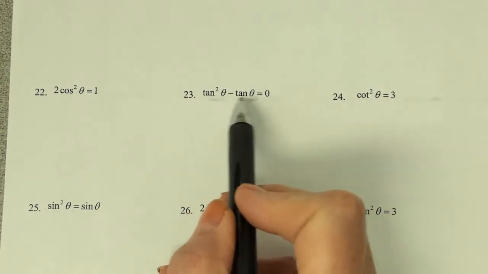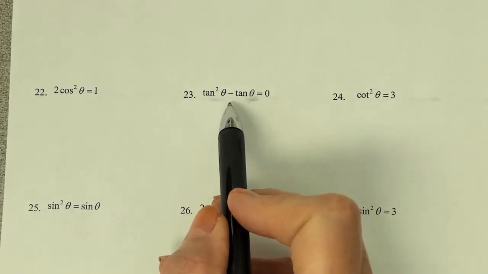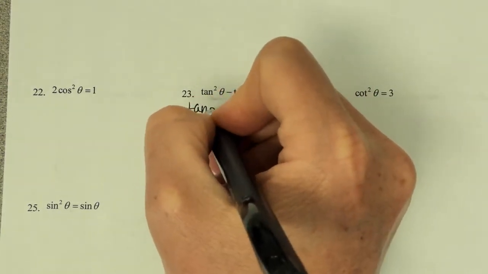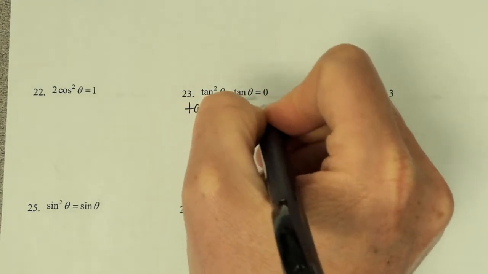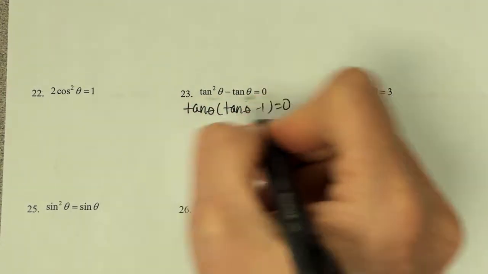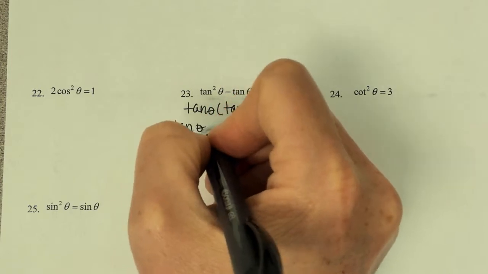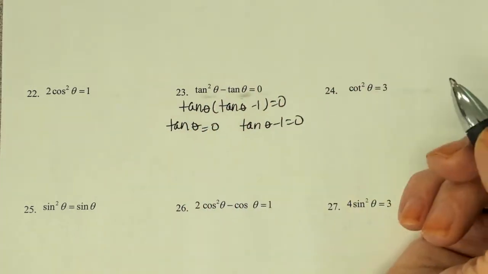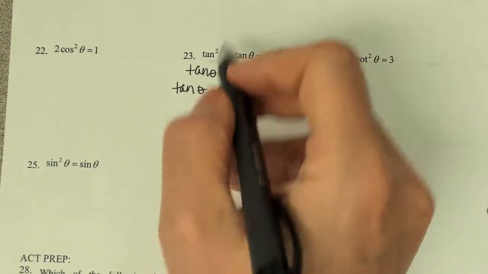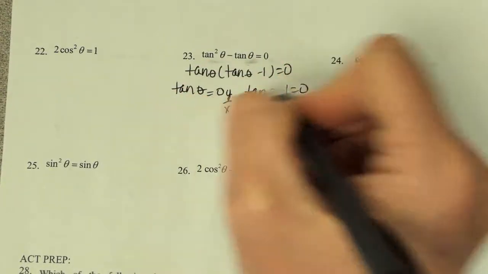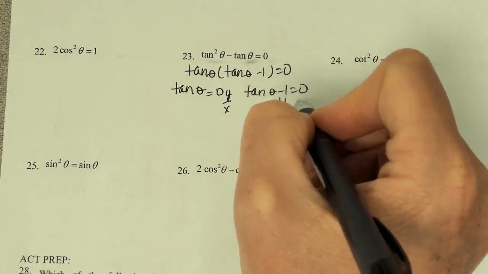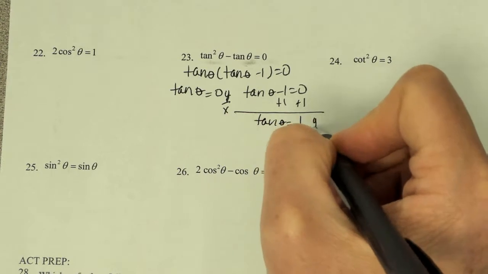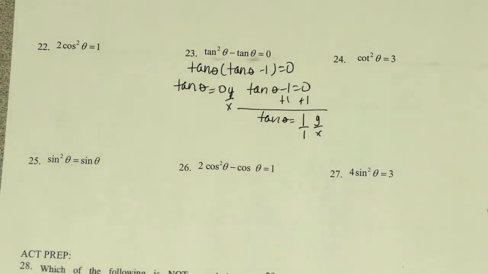What do we do on a problem like 23? What do I have to factor out? Tangent. So I factor out a tangent, and I'm left with tangent theta minus 1. So now I have to set tangent theta equal to 0, and tangent theta minus 1 equal to 0. Then I have to think, what is tangent? Well, tangent's y over x. Add 1 here.